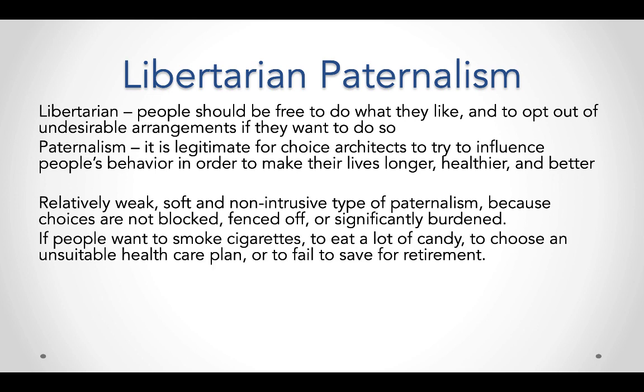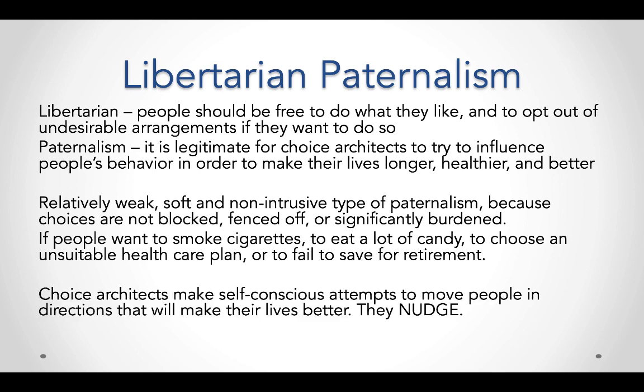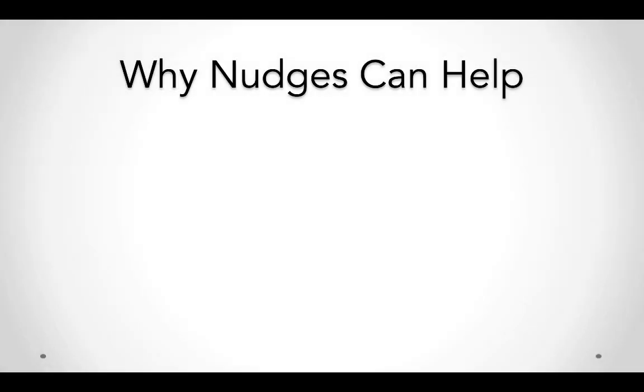If people want to smoke cigarettes, eat a lot of candy, choose an unsuitable healthcare plan, or fail to save for retirement, well, they should be able to do so. However, a good behavioral scientist will help them make better decisions for themselves. Choice architects make self-conscious attempts to move people in the direction that will make their lives better. They nudge. We nudge. Okay? A nudge is a little soft shove, a push in the right direction, if you will. And nudges help. We will continue on with this discussion about nudges, and you'll see they're very, very potent and powerful.